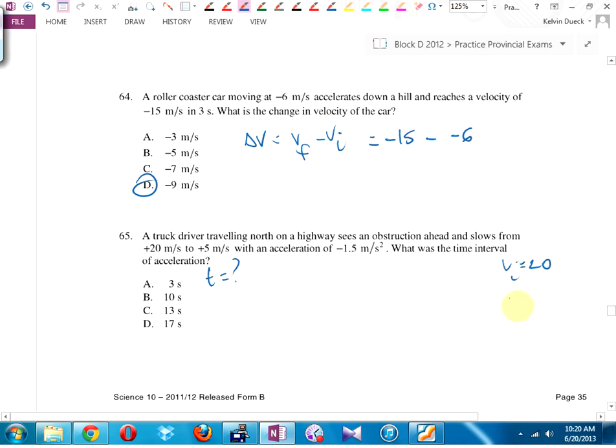What's that 5? VF. What's that negative 1.5? Units. You can look at it.